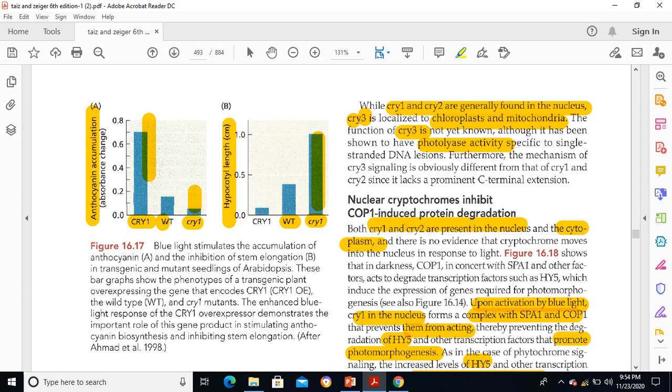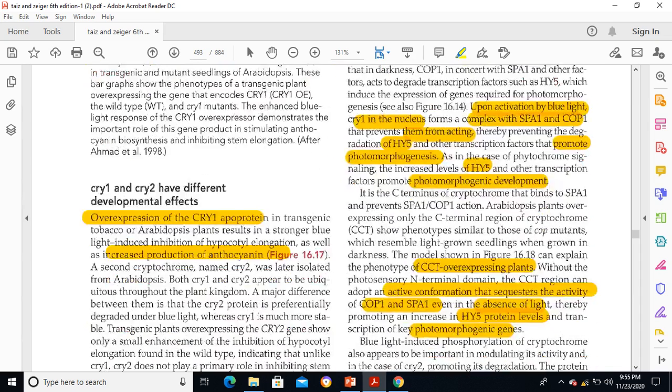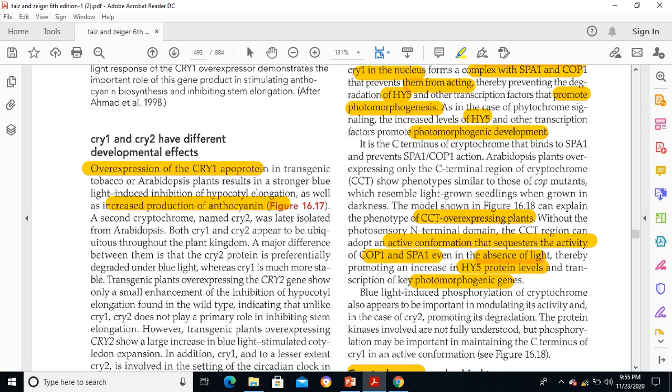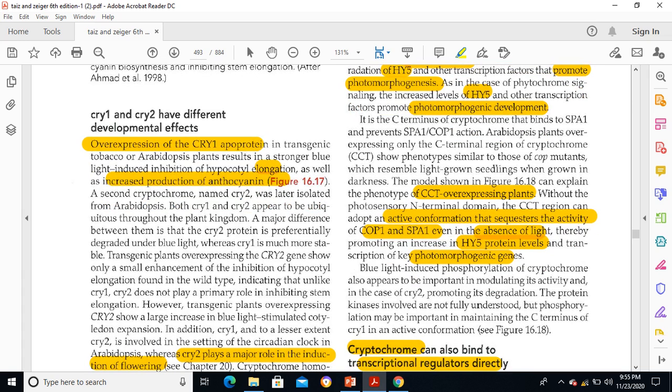So in the B graph, as I told you, cryptochromes suppress hypocotyl elongation. If the cryptochrome is overexpressed, you can see that the hypocotyl length is decreasing. So what does it mean? It means the cryptochromes inhibit or suppress hypocotyl elongation. See, overexpression of cryptochrome 1 will inhibit hypocotyl elongation as well as increase production of anthocyanin.